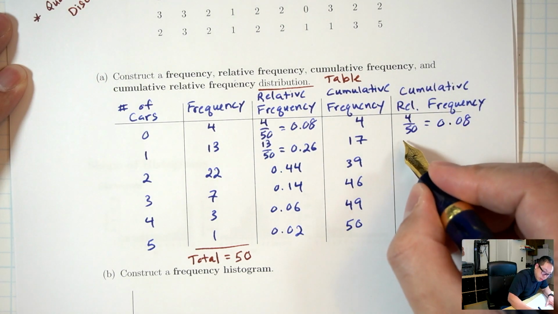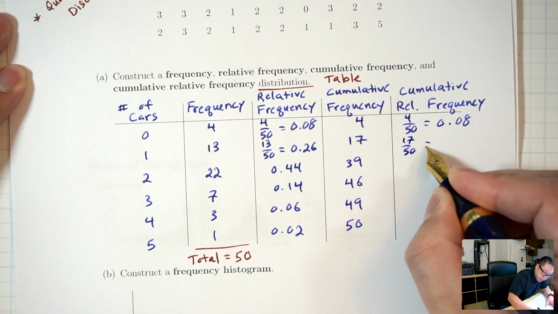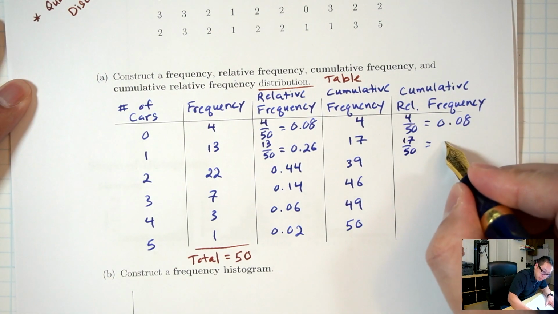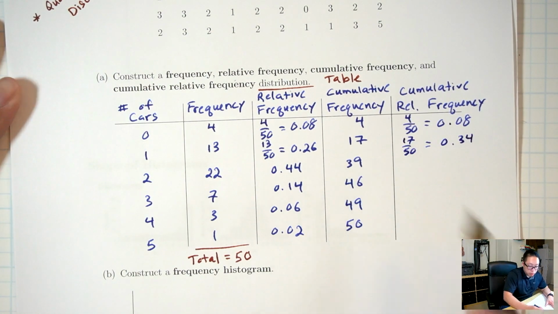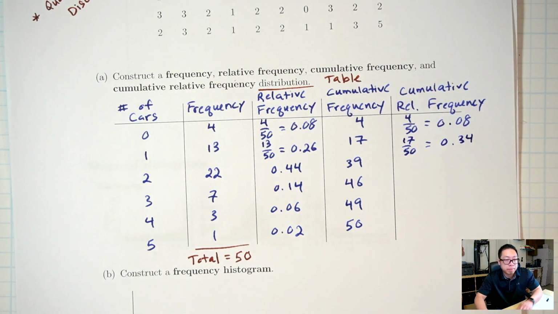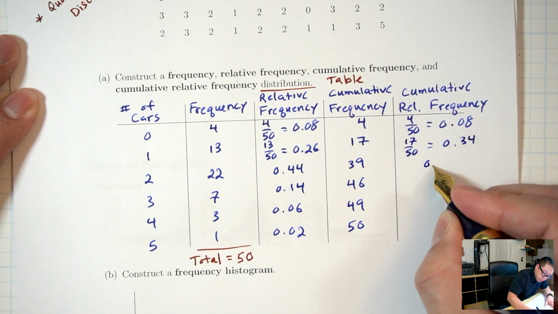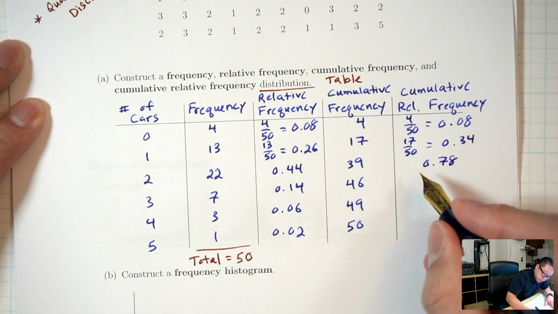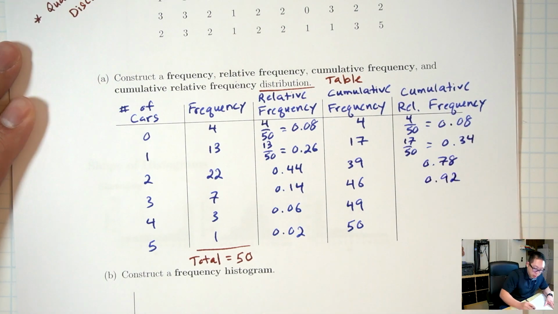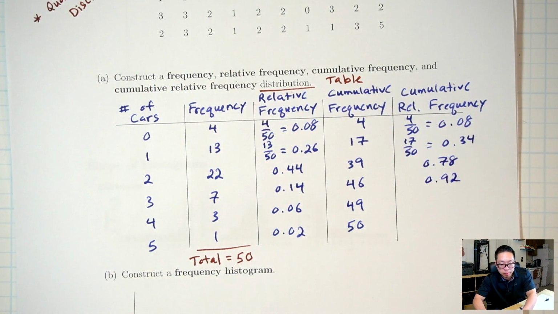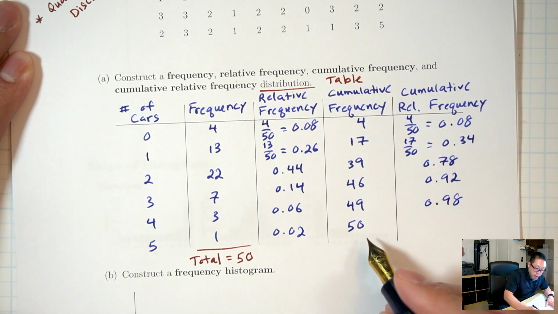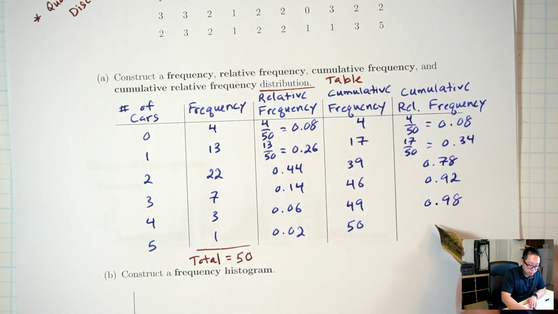Next up, 17 divided by 50, 0.34. 39 divided by 50, 0.78. 46 divided by 50, 0.92. 49 divided by 50, 0.98. And then finally 50 divided by 50, which is going to be 1.